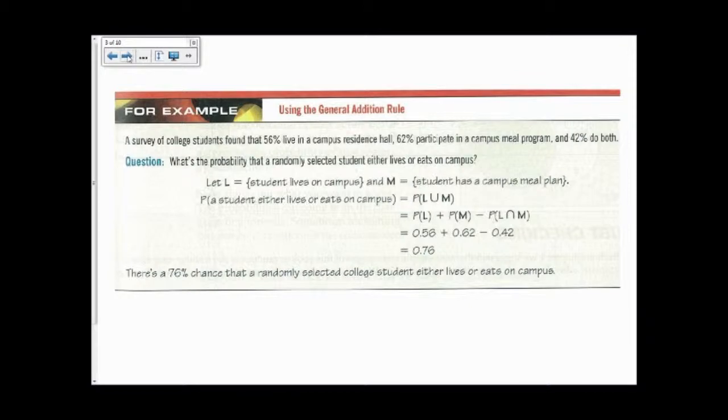They take the probability that a student lives on campus plus the probability that the student has a meal plan, and then subtract the probability that the student lives on campus and has a meal plan. So make sure you read through this example. These 4 example sections in the book are very useful.